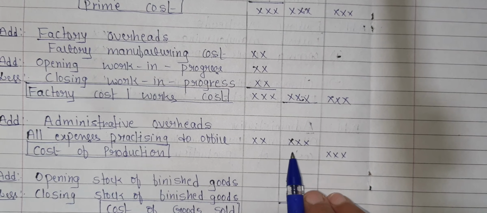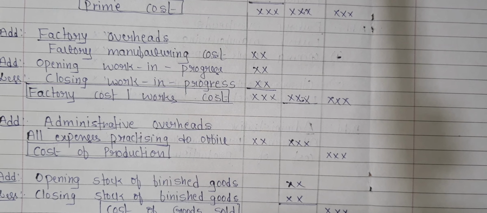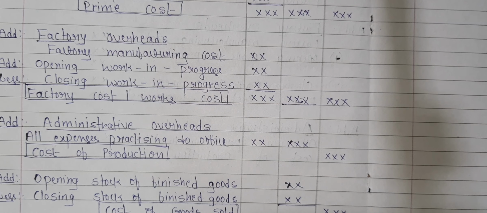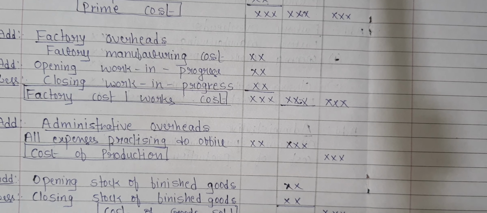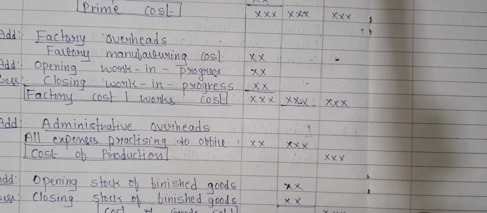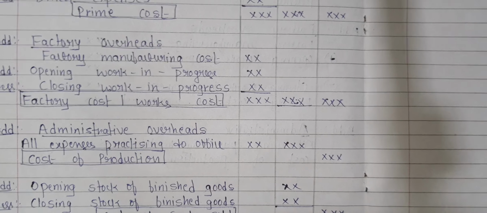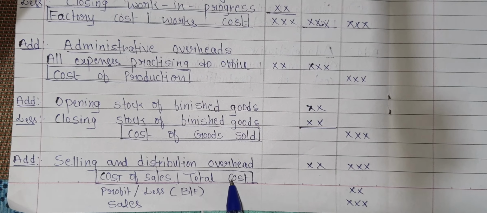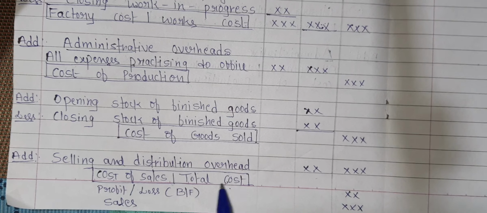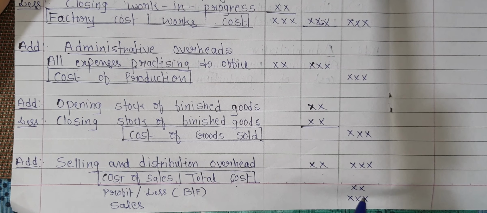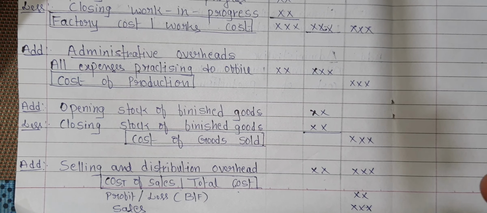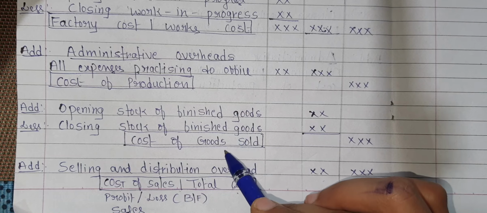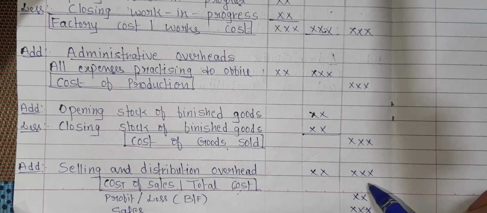Here cost of production, we have already arrived at. Now the amount of selling and distribution overhead also we find out. So now we have to add cost of production plus selling and distribution expenses. Then we will arrive at cost of sales or total cost. Clear? Now at the end we have to write down the sales amount. After that we have to total all the prime cost, factory cost, cost of production, cost of goods sold and total cost.